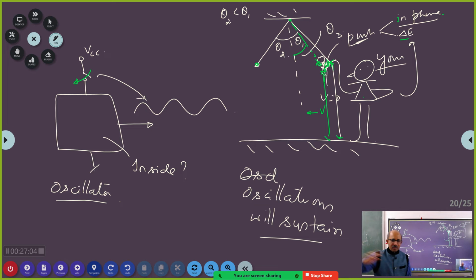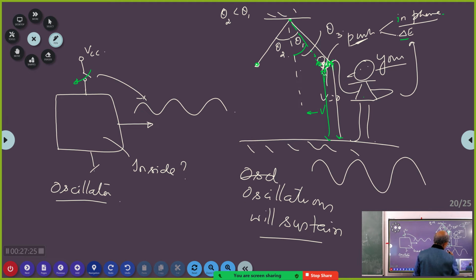Take your brother's arms swinging. Tuck, tuck, tuck, tuck. And you keep pushing. It's called sustained oscillation. Neither is it increasing nor decreasing. So, if you convert this into a sinusoidal signal, it will be a beautiful sinusoidal signal whose amplitude is constant. Understood? So this is called sustained oscillation.